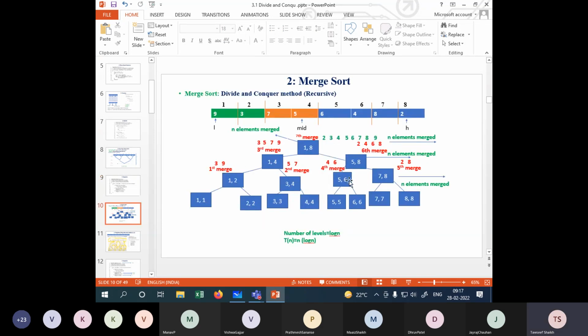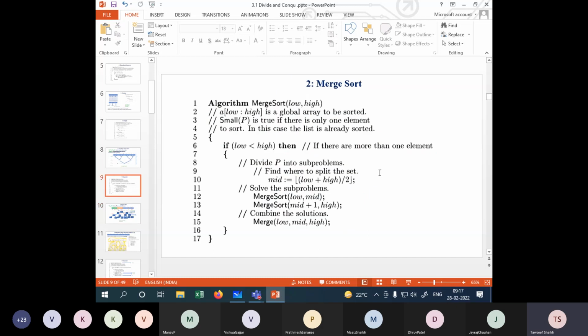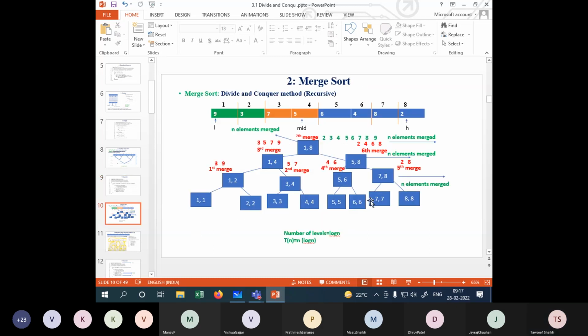So this will become the left hand side. On the right hand side, we will be passing the parameters mid plus 1 to high. So mid is now 6, so mid plus 1 will become 7, and high is again 8. So we pass 7 to 8, 7 to 8.